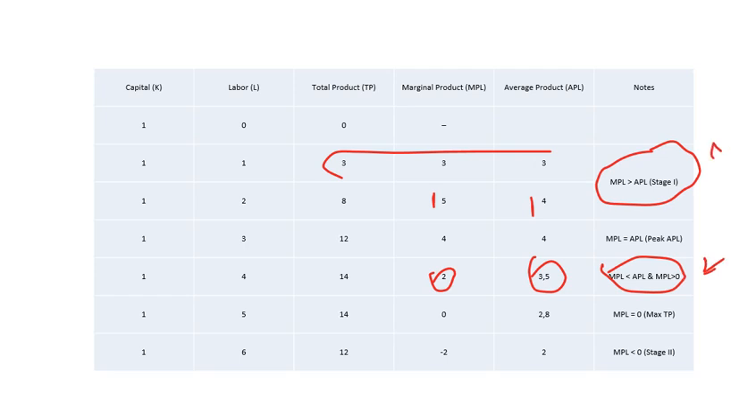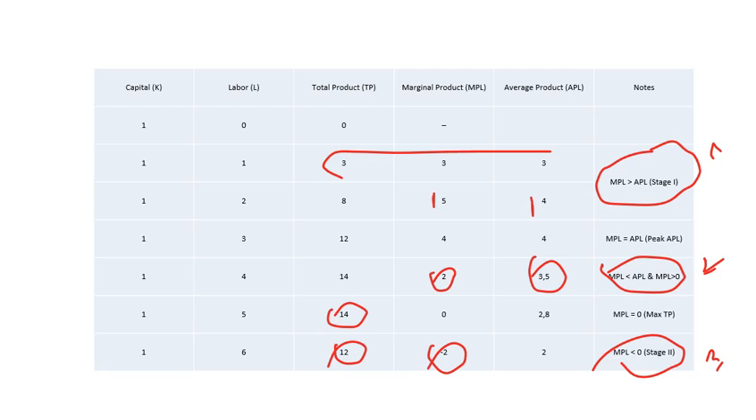Then we have the third stage, when MPL is negative. So when MPL is negative, here for example -2, simply when you add a negative number to the total product, it means the total product will decrease. So at this stage the total product decreases.